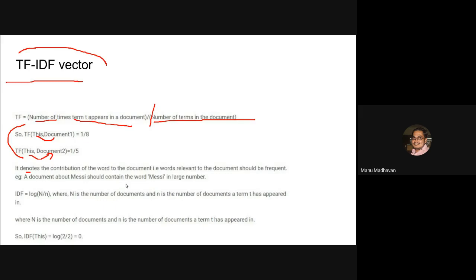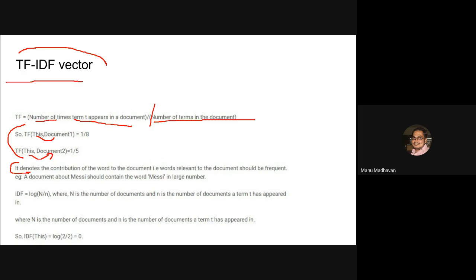So this TF says how the word is relevant with respect to the document. For example, we are talking about Messi. The word Messi may be very frequent in an article about Messi, and the word football may be very frequent. But suppose the word Messi is present and frequent in all the documents. We cannot say this is a good keyword. We cannot identify a particular document, or set of documents, with respect to this Messi. So we should understand how the word is relevant with respect to the corpus.